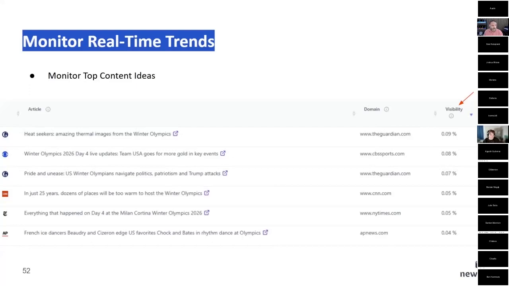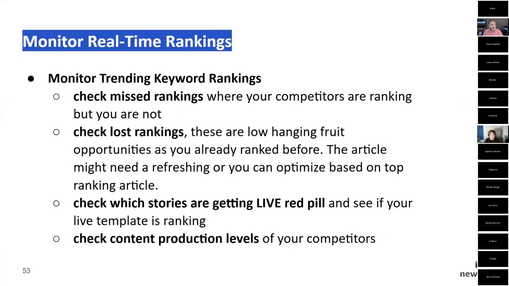So for example, here, we track all the news publishers and we see which articles are highlighted in Google more than others, and the recency of these articles. Oh, there is a new article by The Guardian about the heat seekers and whatever, right? And monitor your ranking. So you're going to monitor the trends, you're going to monitor the articles published by other news organizations, and you want to monitor whether you are ranking or not.